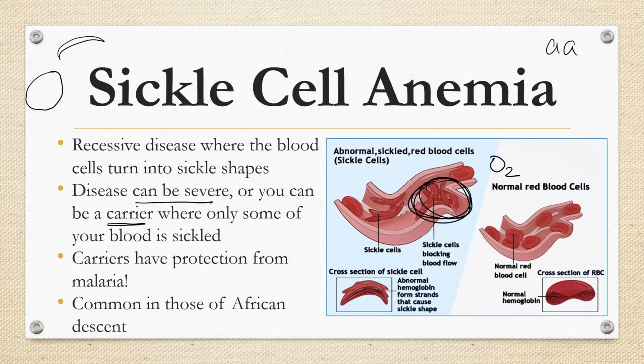The cool thing about this disease, though, is that we talked about this before, the carriers seem to have protection against malaria. And this is common in people of African descent. So if you live near the equator of Africa, having protection against malaria is going to be a huge factor in your survival. So that carrier status is actually a good thing, because a lot of young children will die if they don't get medical treatment from malaria.